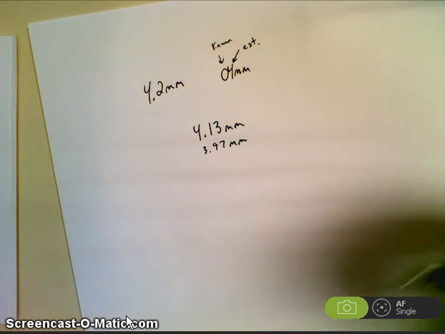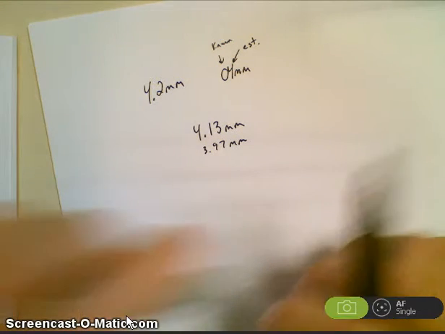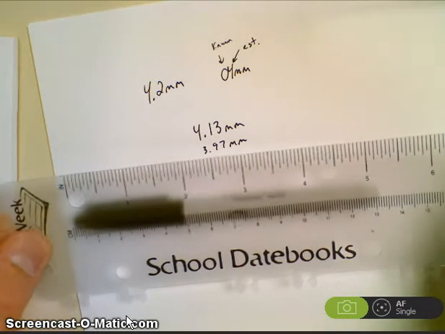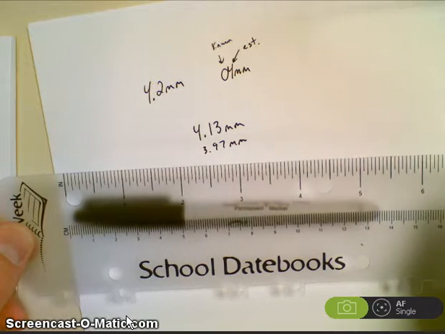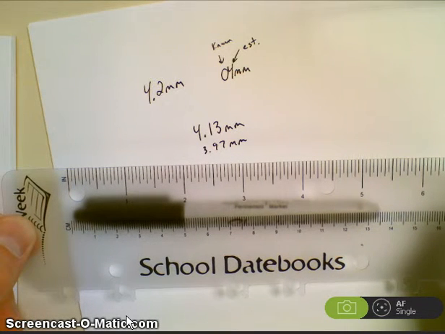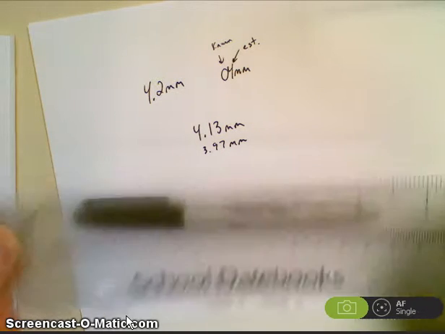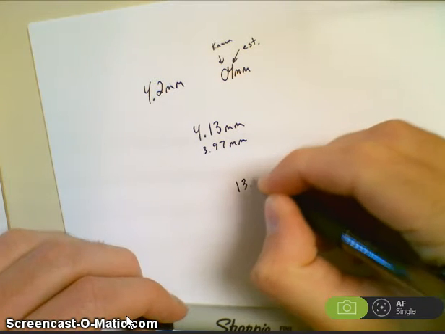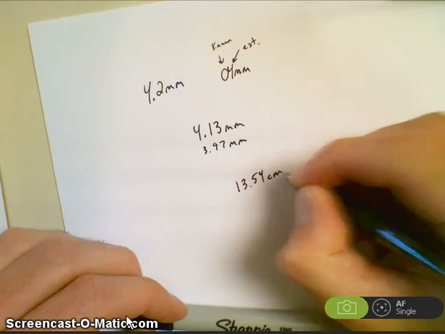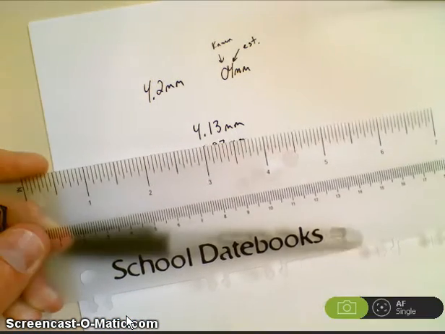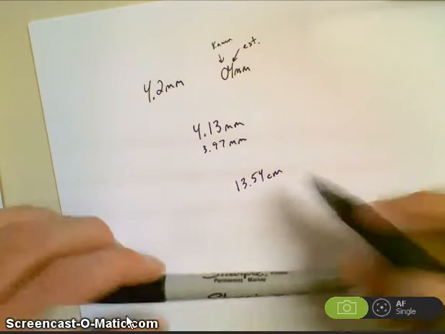So how does this come into play? Well, let's take, for example, this Sharpie. If I were to measure this Sharpie with this particular ruler, I'm going to measure this at 13.54, and this is now centimeters because I was looking at these markings here. These are centimeters.